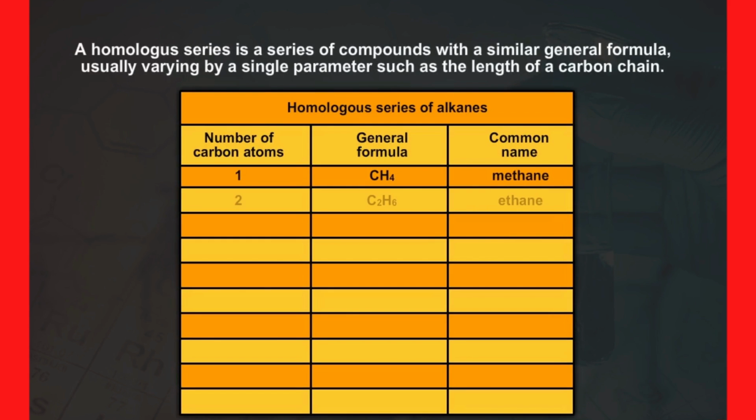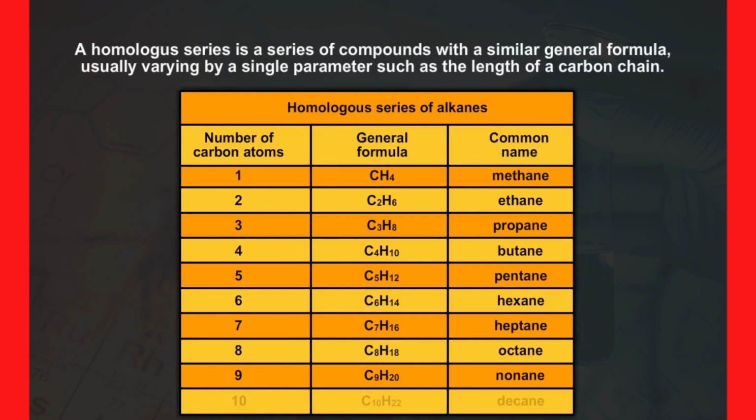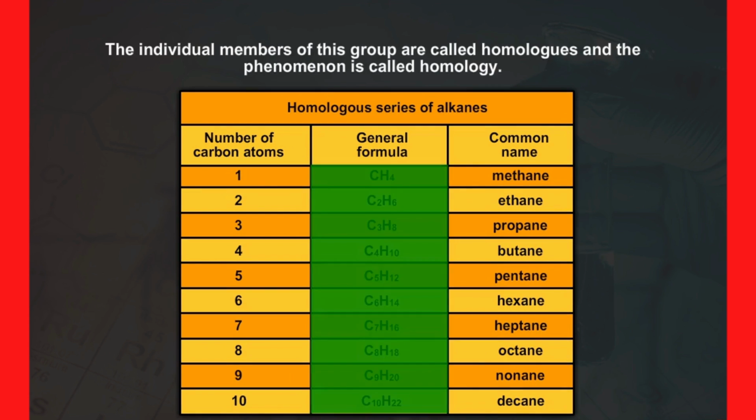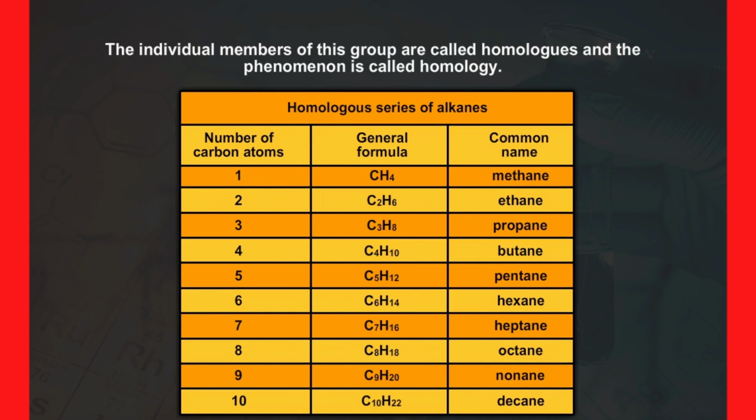A homologous series is a series of compounds with a similar general formula, usually varying by a single parameter, such as the length of a carbon chain. For example, homologous series of alkanes. The individual members of this group are called homologues, and the phenomenon is called homology.